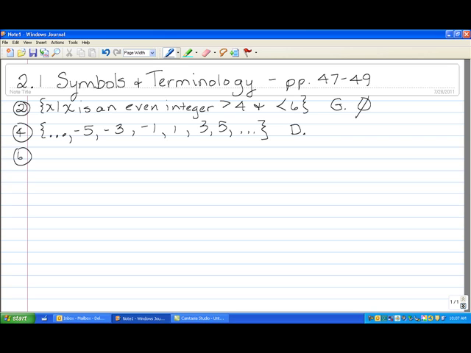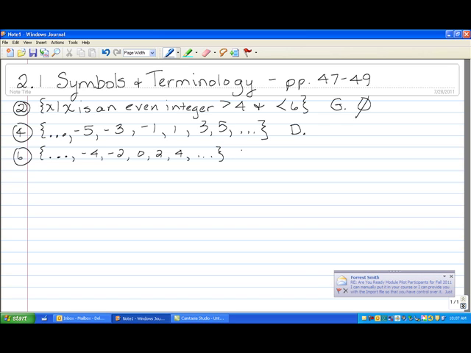Let's move on to number 6. This time we have -4, -2, 0, 2, 4, and it looks like we have here going in the negative direction, -4, -2, 0, 2, 4, and then going in the positive direction. So that looks like the set of all evens. So kind of the complement of what we had in number 4.